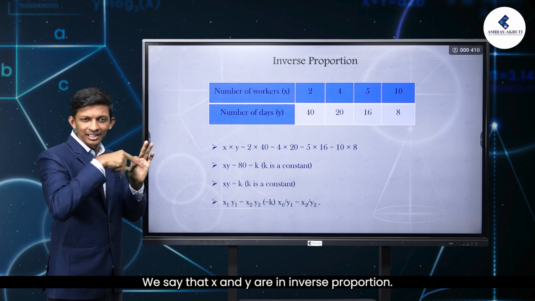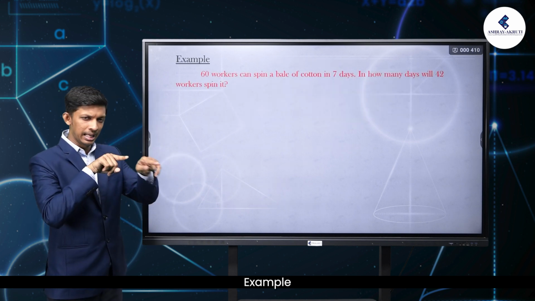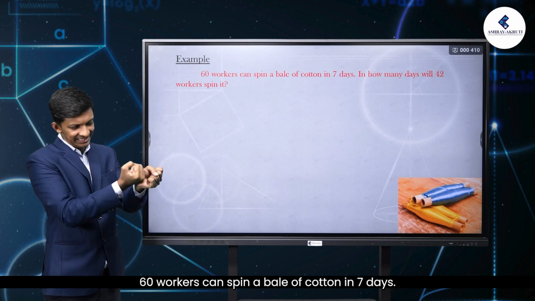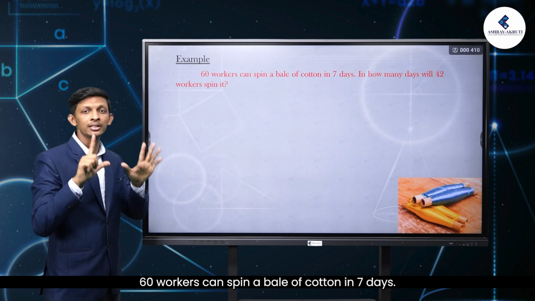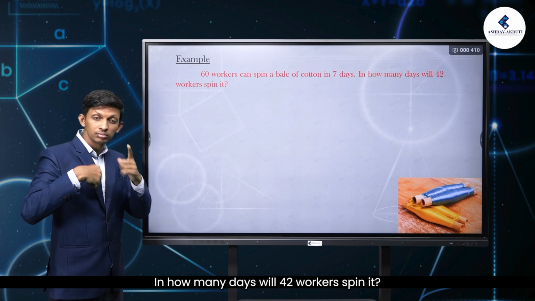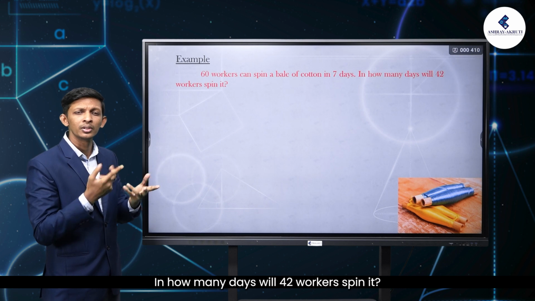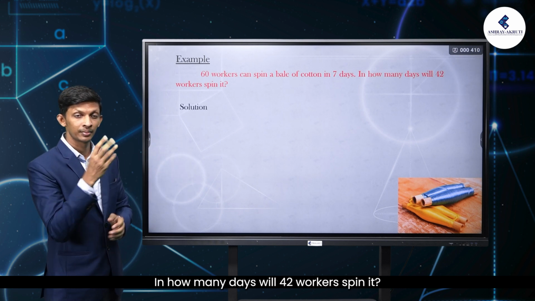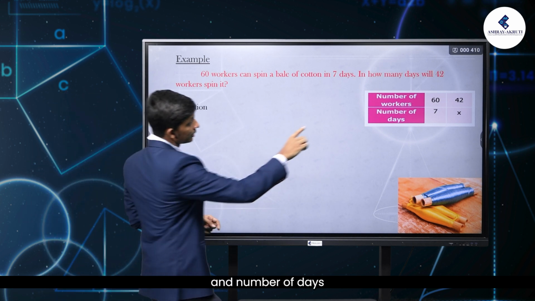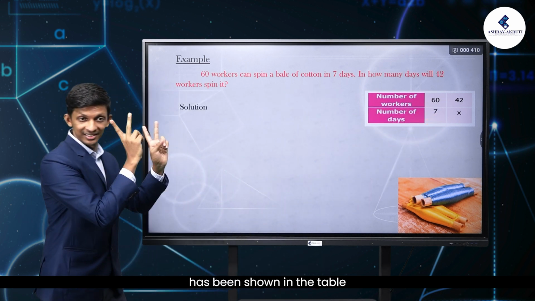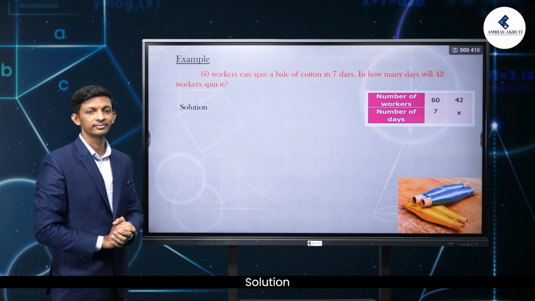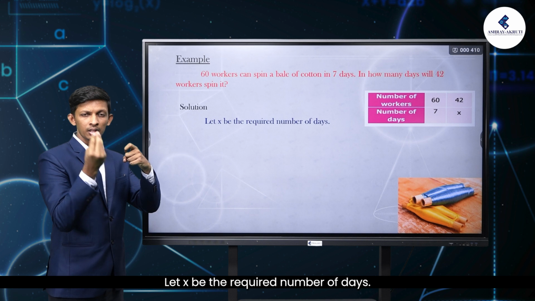Example. 60 workers can spin a bale of cotton in 7 days. In how many days will 42 workers spin it? Number of workers and number of days is being shown on the table. Solution. Let x be the required number of days.